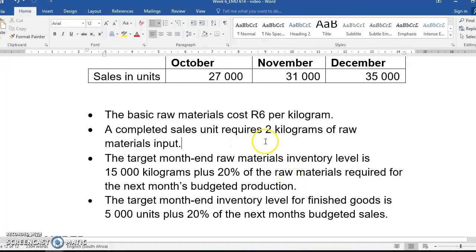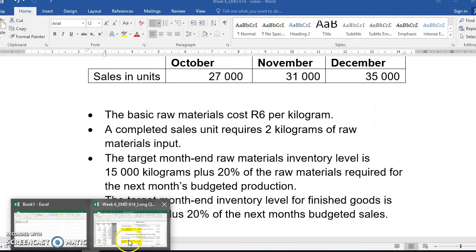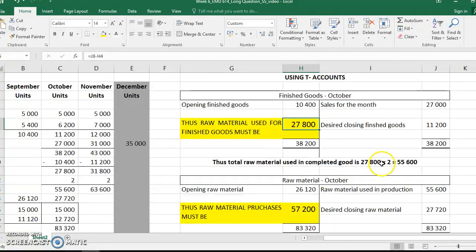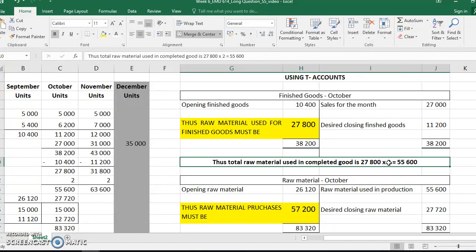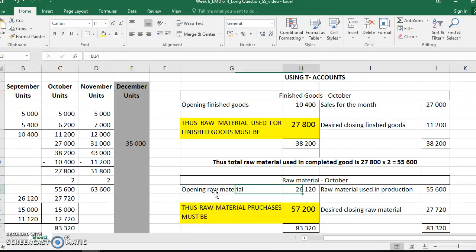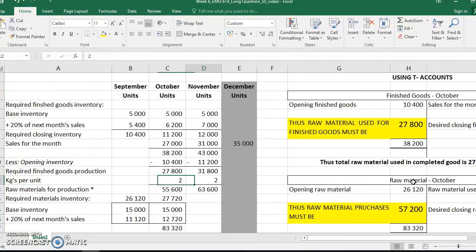Just bear in mind that every unit takes 2 kilograms, so 27,800 units is effectively 55,600 kilograms of raw material. Which means that from raw material we must have gotten 55,600 kilograms. So this is the double entry for that amount, but it is just effectively times 2 because finished goods are in units, whereas raw material is in kilograms. Now that we've finished with the finished goods, now it's simply just the raw materials.